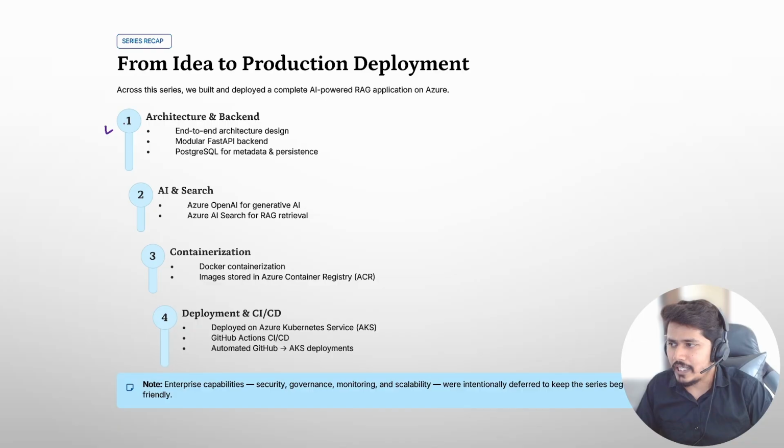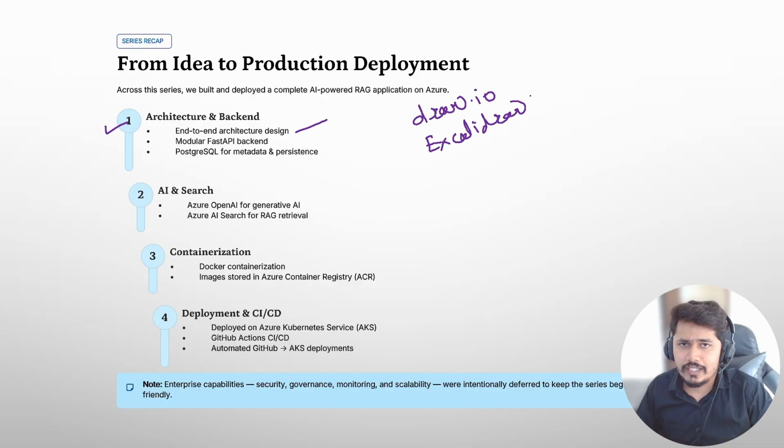First of all, from the architecture perspective, we have started with the architecture, in which we have built an end-to-end architecture design. And for designing this application, we have used the tool called draw.io, which is a very famous tool available in order to draw your architecture diagram, or you can use another tool called Scalability in order to again plot the logical architecture diagram. So I specifically used draw.io in order to build the physical architecture, and Scalability in order to build a logical architecture. Then we have built a modular FastAPI backend application.